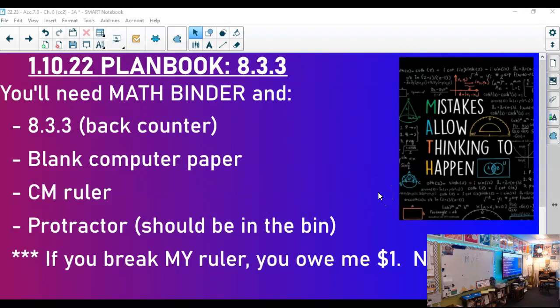Unless it's like a calculator or something expensive. So if your ruler has your name on it and you lose it, I'm going to put it in the back of the room.